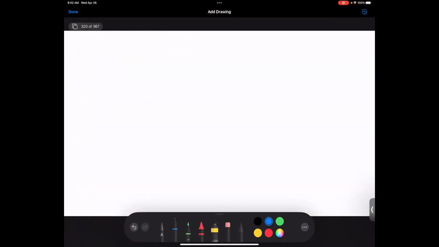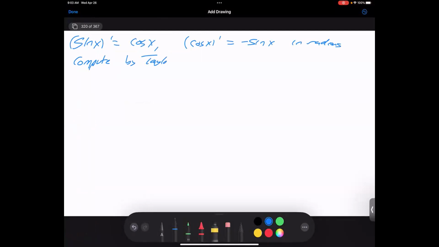So when we're doing derivatives of sines and cosines, derivative of sine of x is cosine of x. Derivative of cosine of x is minus sine of x in radians. Compute by Taylor series or identities from nice angles. And you said we have the 30, 60, 90 triangle. Where does the 30, 60, 90 triangle come from?